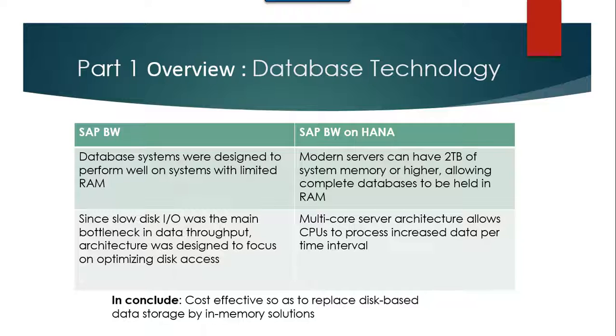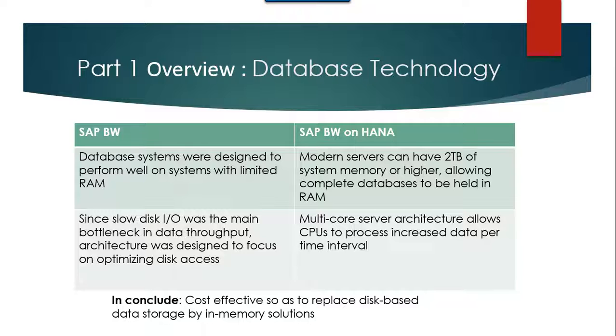Let's talk about database technology. For traditional SAP BW, database systems were designed to perform well on systems with limited RAM. Low disk I/O was the main bottleneck in data throughput. The architecture was designed to focus on optimizing disk access. So it means it is mainly about disk access.